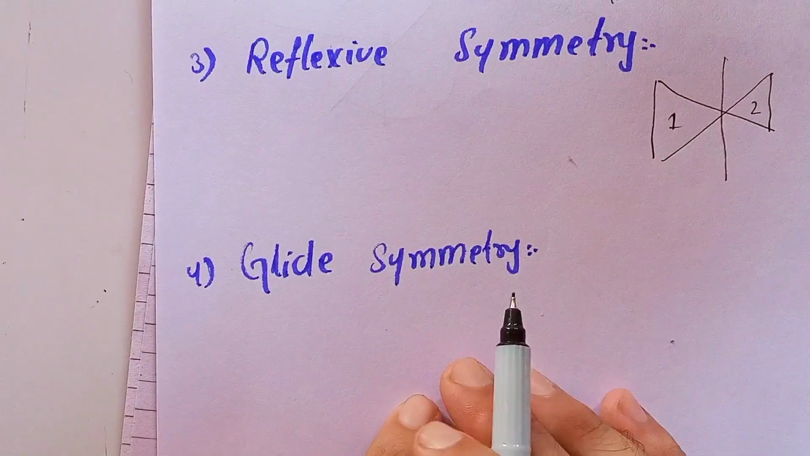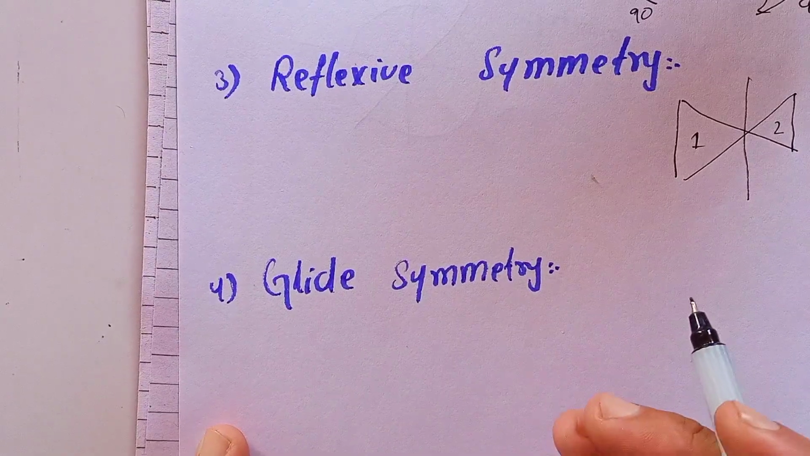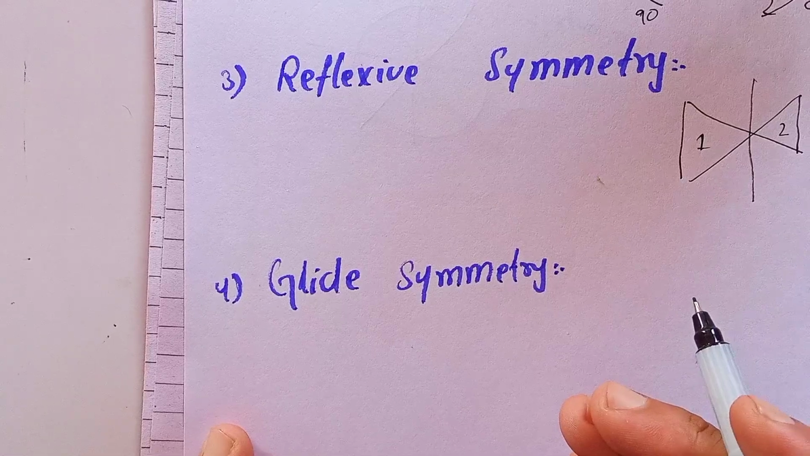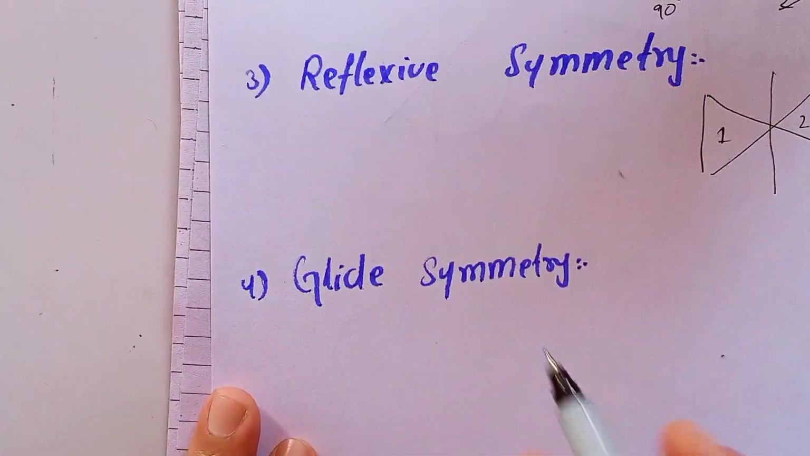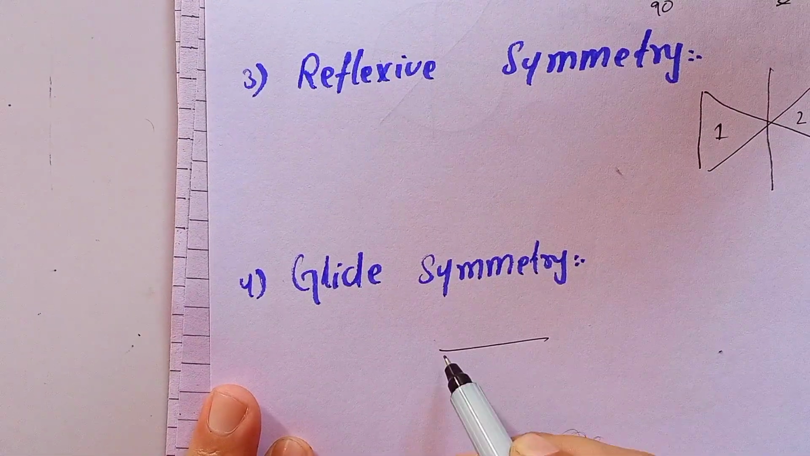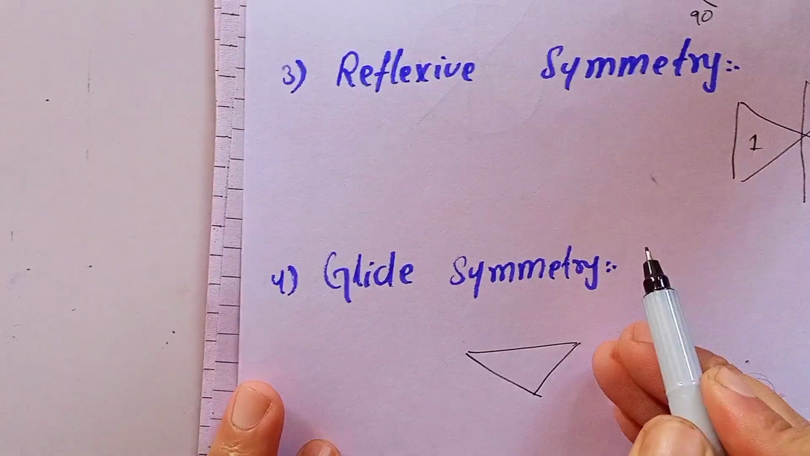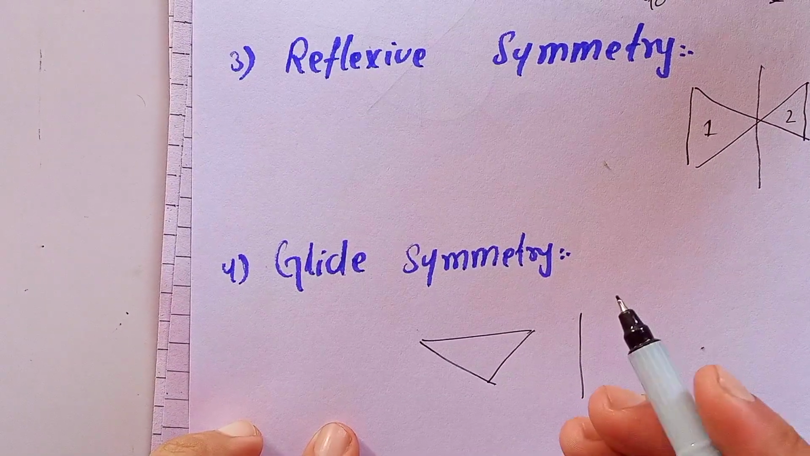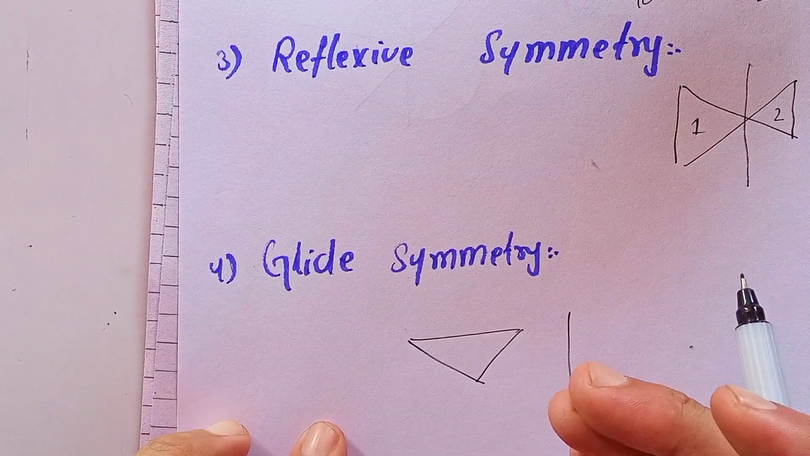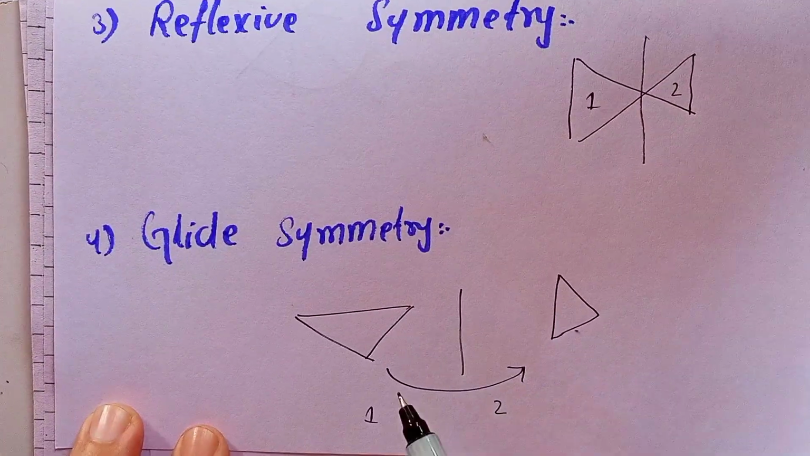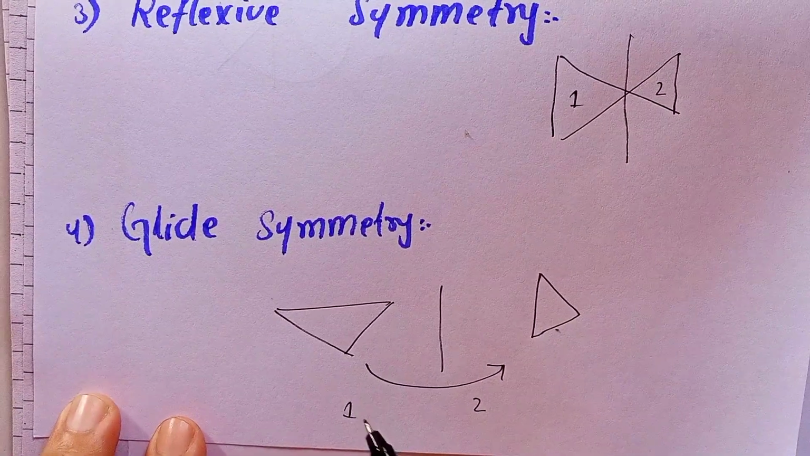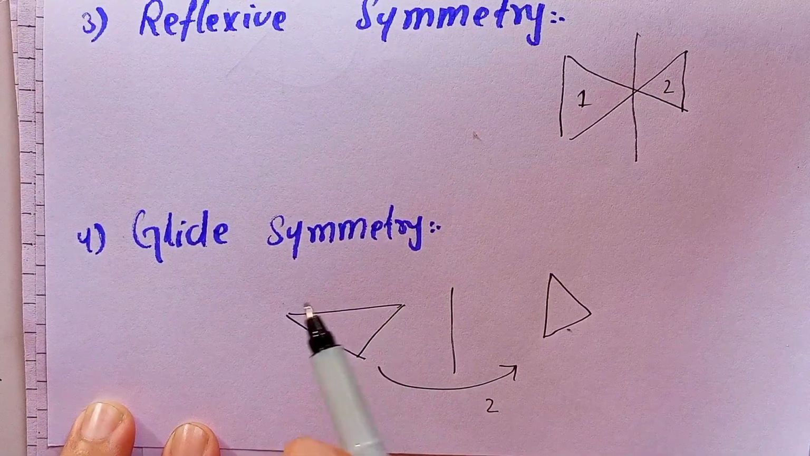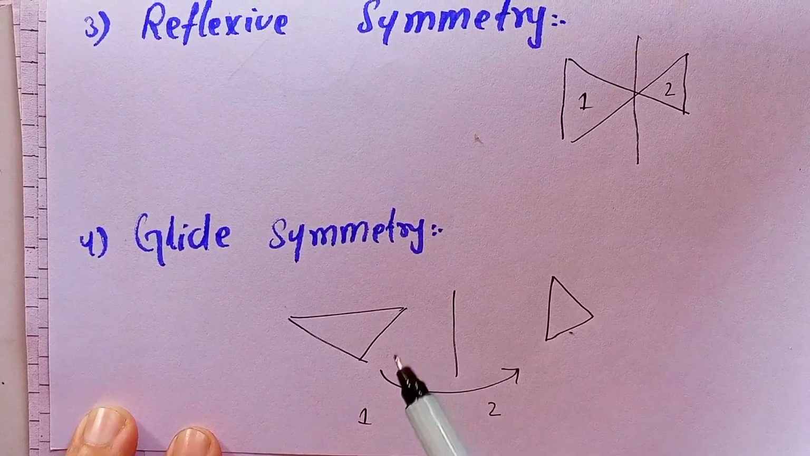Now, glide symmetry. The combination of both translation and reflection symmetry is called glide symmetry. For example, this is a shape. Glide symmetry is a symmetry which is the combination of both translation and reflection symmetry. For example, this object is moved from this point to this one with reflection. So this type of symmetry is called glide symmetry.